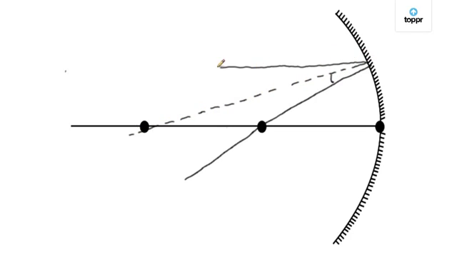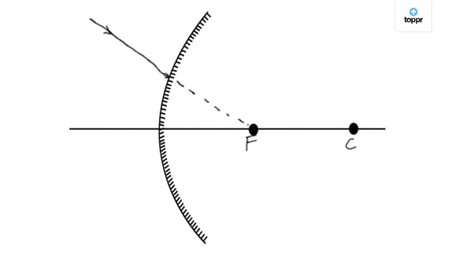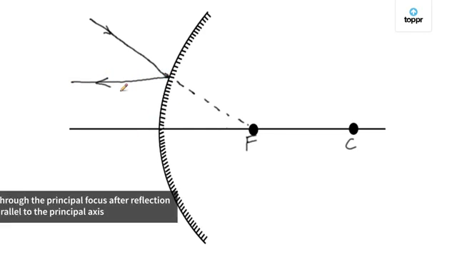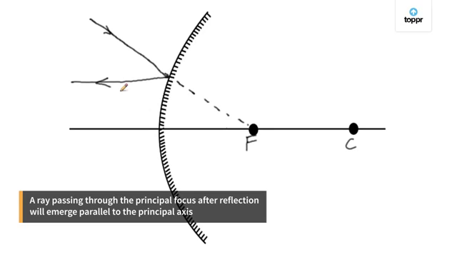Now consider a light ray passing through the principal focus of a concave mirror. After reflection, the light ray becomes parallel to the principal axis. Similarly, for a convex mirror, if the incident ray on extension passes through the focus, the reflected ray will be parallel to the principal axis. Thus, a ray passing through the principal focus of a concave mirror, or a ray which is directed towards the principal focus of a convex mirror after reflection, will emerge parallel to the principal axis.